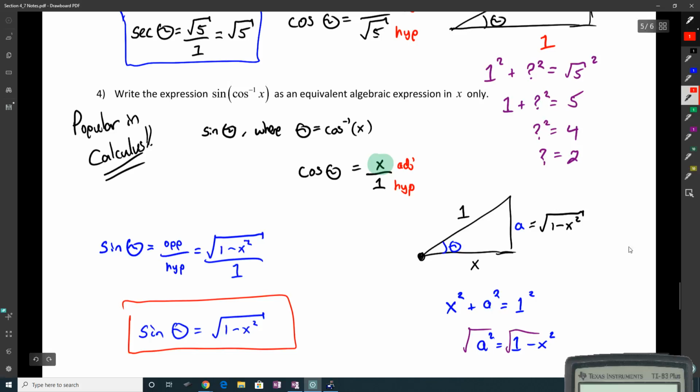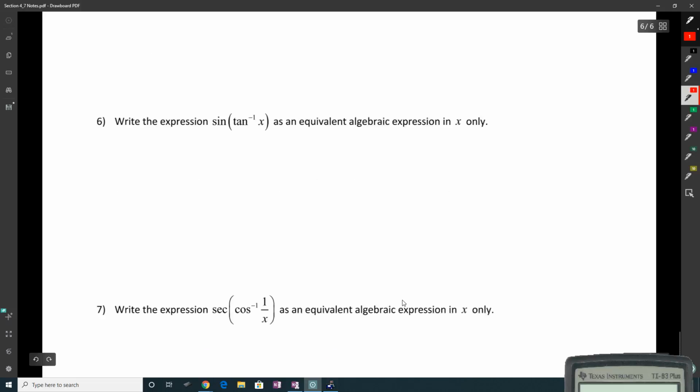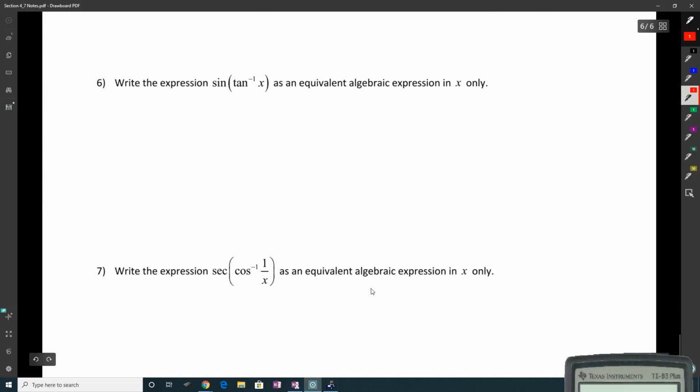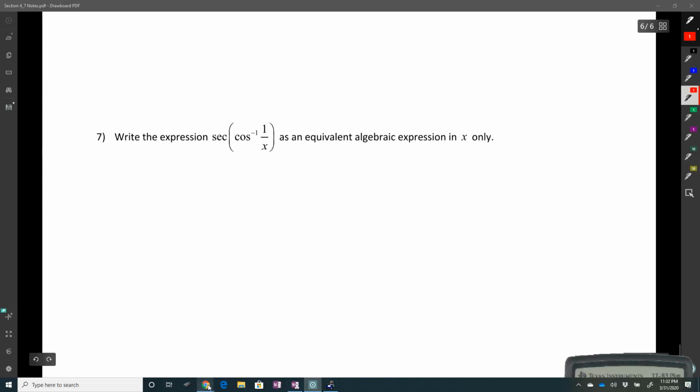Anyway, try the next page. It's examples just like I just did in this page. And let me know how you do. Y'all got this.